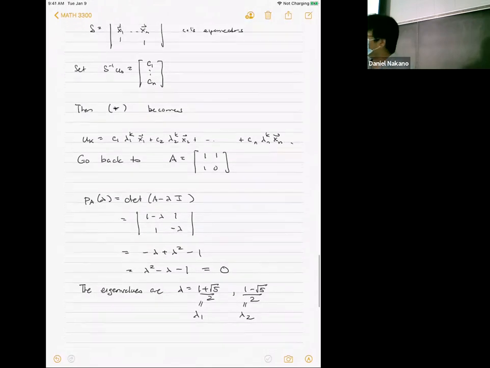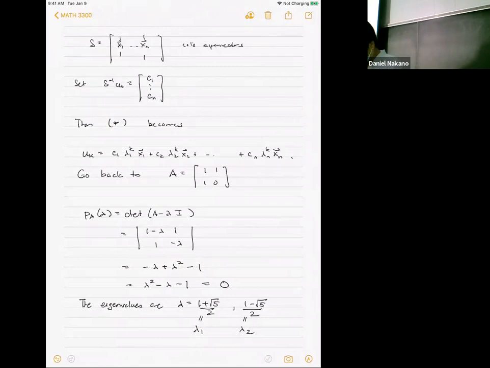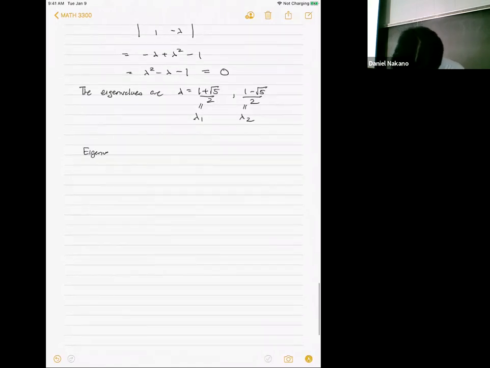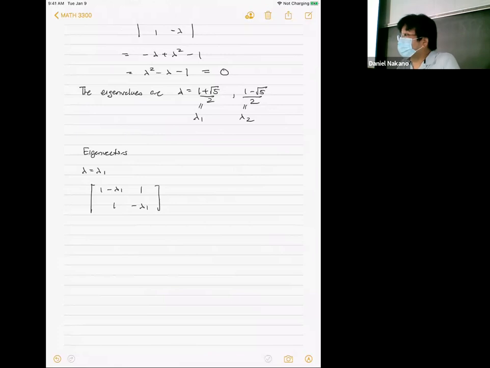All right, so to get what UK is, we also need to know the eigenvectors. Okay, so let's compute the eigenvectors. So for lambda equals lambda 1, what are we looking at? We're looking at 1 minus lambda 1, 1, 1 minus lambda 1. And these are distinct eigenvalues. So is A diagonalizable or not? Yes or no? Well, the eigenspaces, one is going to have dimension 1, the other one's going to have dimension 1 also. The sum is 2, which is equal to the dimension of R2. So the answer is yes, it is diagonalizable.